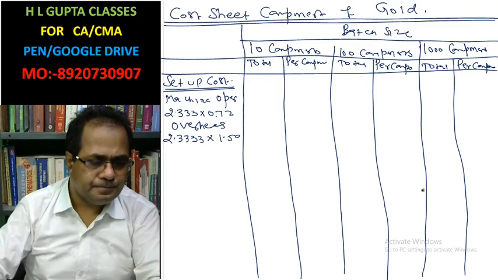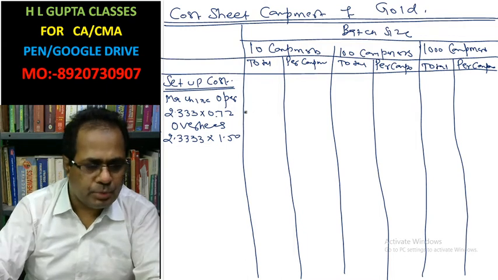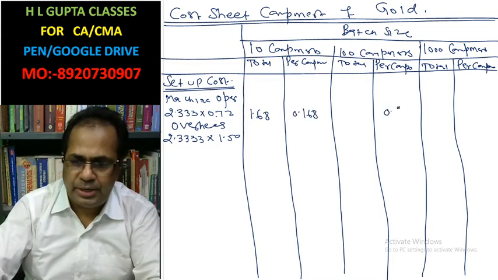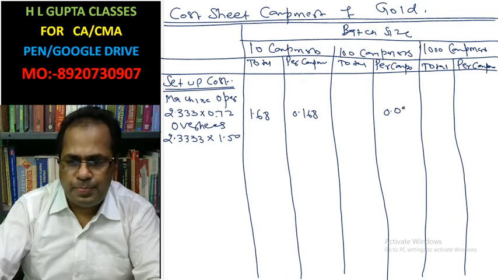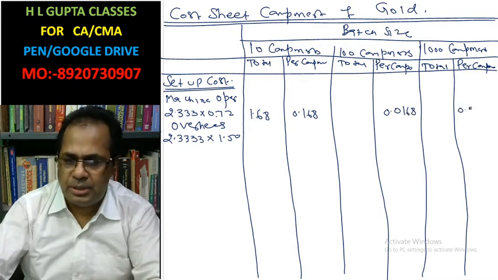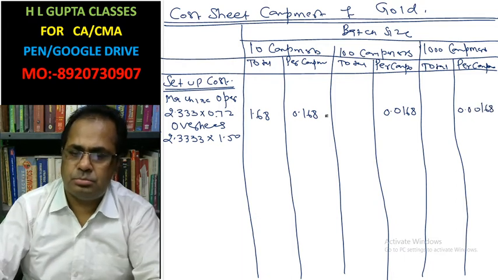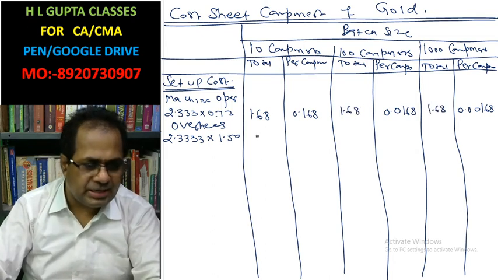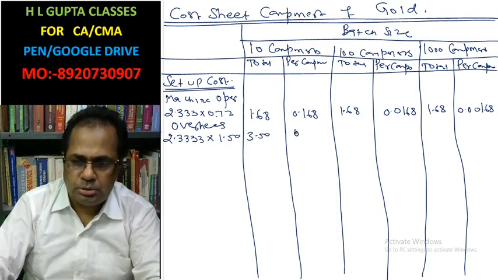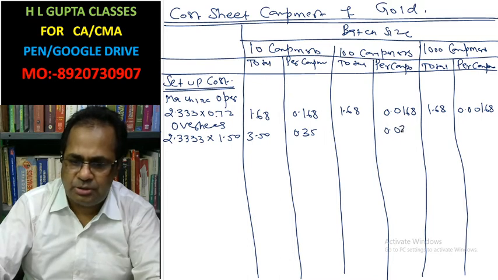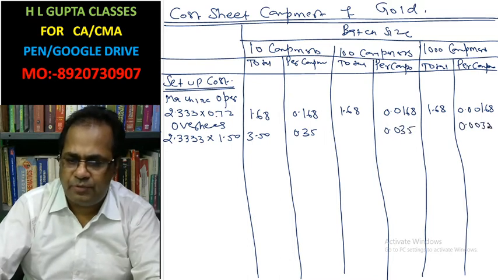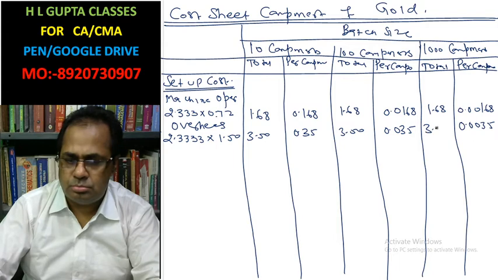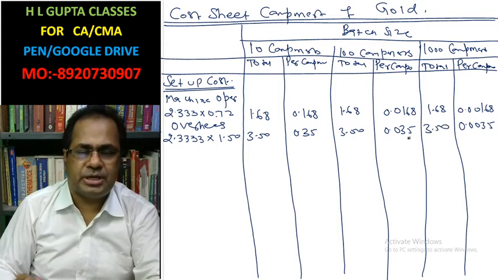Look at here, 1.68 for the batch of 10, 0.168 per component, 0.0168, 0.00168 as the batch size scales. In this case overheads are 3.50, 0.35, 0.035, 0.0035. Okay, now this is the setup cost.